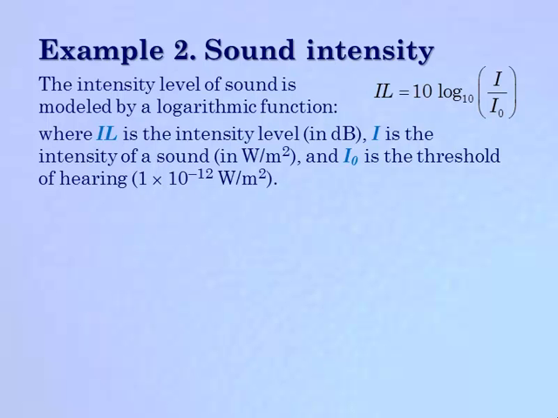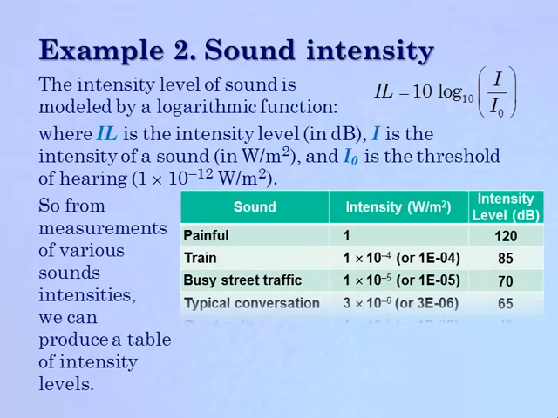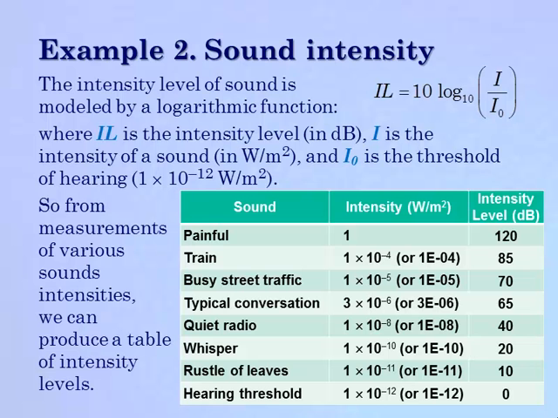So perhaps you've heard about sound levels and decibels. Well, this is a formula that we use to calculate the decibels: decibels is equal to 10 times the log base 10 of the ratio of the intensity that we measured in watts per meter squared divided by the threshold of hearing, the very, very low intensity level of 1 times 10 to the minus 12 watts per meter squared.